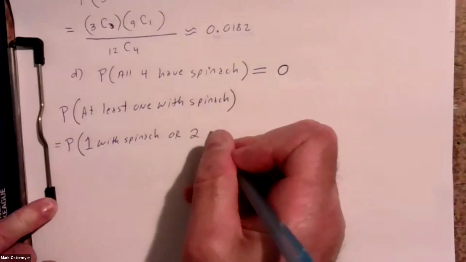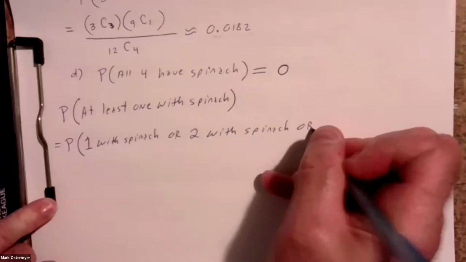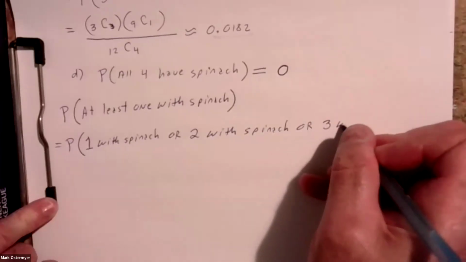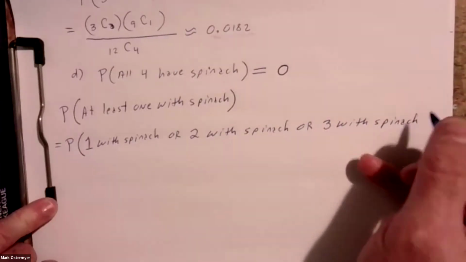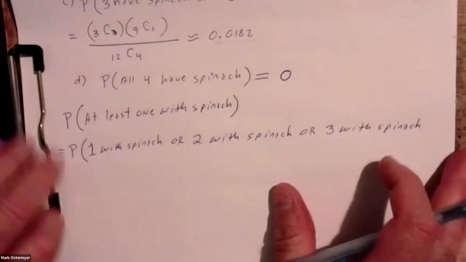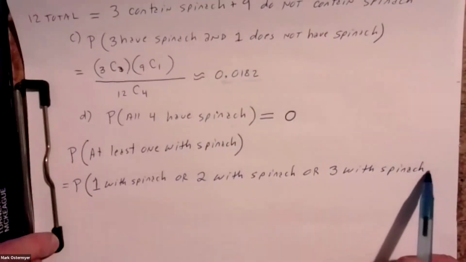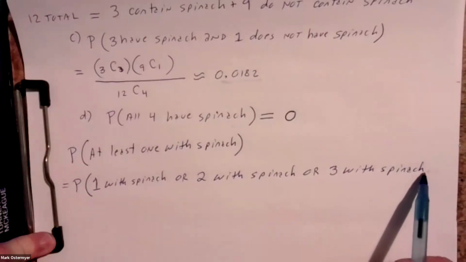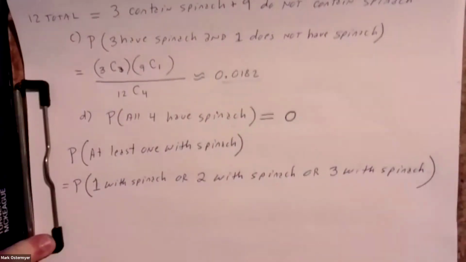or 2 with spinach, or 3 with spinach. Why can I not say or 4 with spinach? There's only 3 dishes. Yeah, there's only 3 that contain spinach. We got to stop here. So this is what it's saying here.